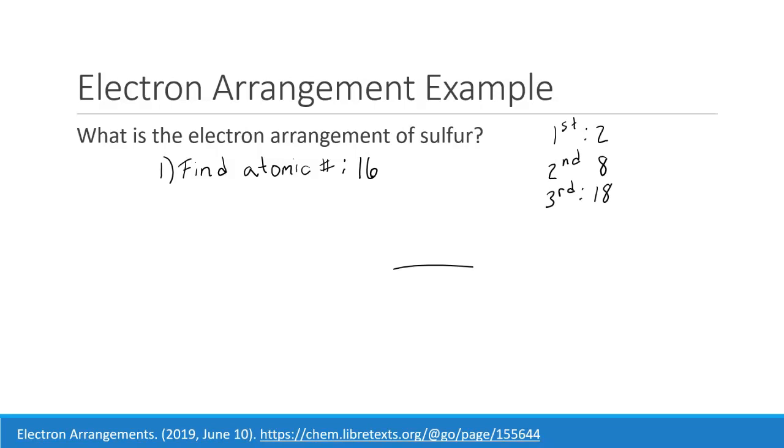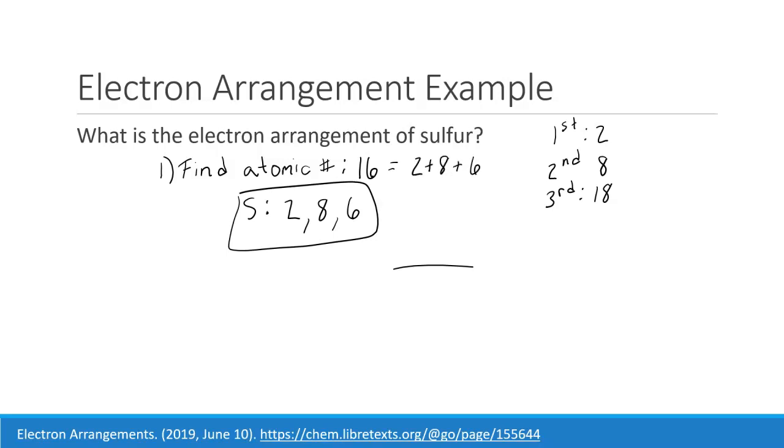Okay, we fill up the first energy level, which is 2 electrons. We still have 14 left, which is more than 8. So fill up that entire second shell, and now we have 2 plus 8, or 10 electrons, and there are 6 remaining. So those 6 remaining will go in the third shell. Okay, and again, all of the numbers in your electron arrangement, 2 plus 8 plus 6, should add back up to 16.